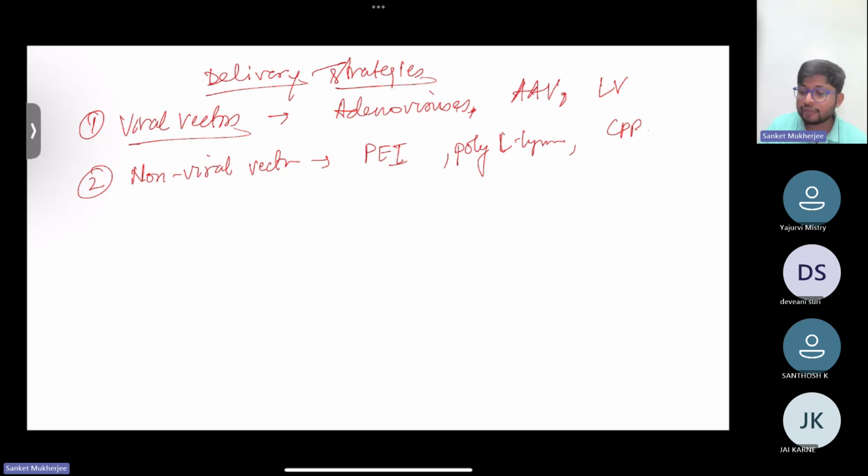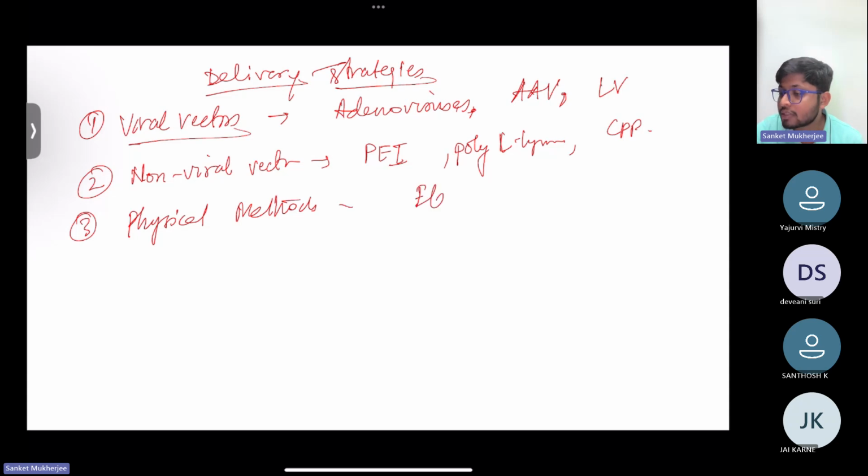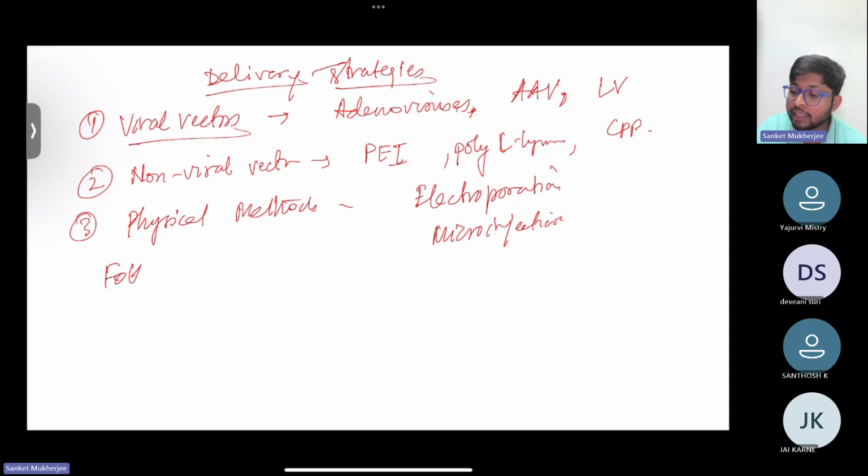Apart from that, there are some physical methods also, like electroporation, microinjections, all these kinds of things. These are used to deliver the required protein or DNA of interest. So how is the design strategy? Basically, let's say, what was done by the group of Chandrasekharan, where they took a FOK1 cleavage domain and linked it with the zinc finger recognition domain.